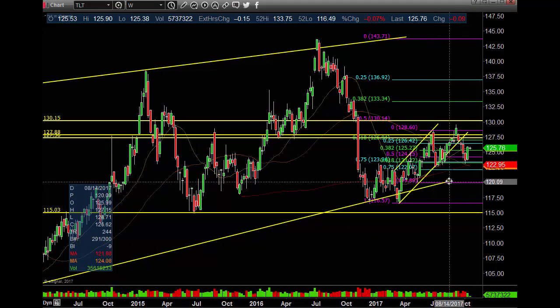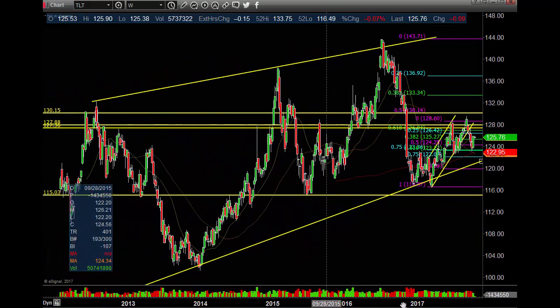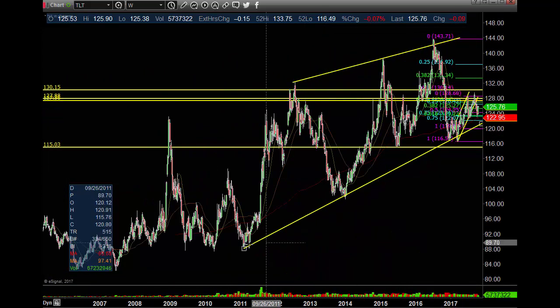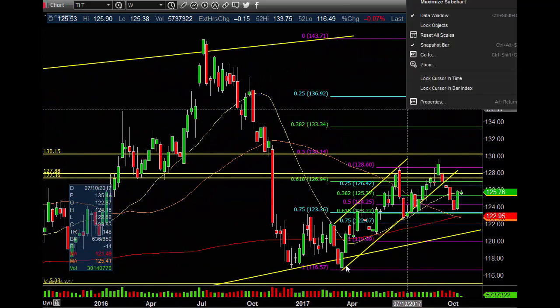So that's going to be a lot of support down there as well. Let's go back, see where that's coming from. Yeah, so these connect the low, right into there. So that's a good trend line of support too. If that area cracks, though, we will be going down to 116.57 and then possibly lower.